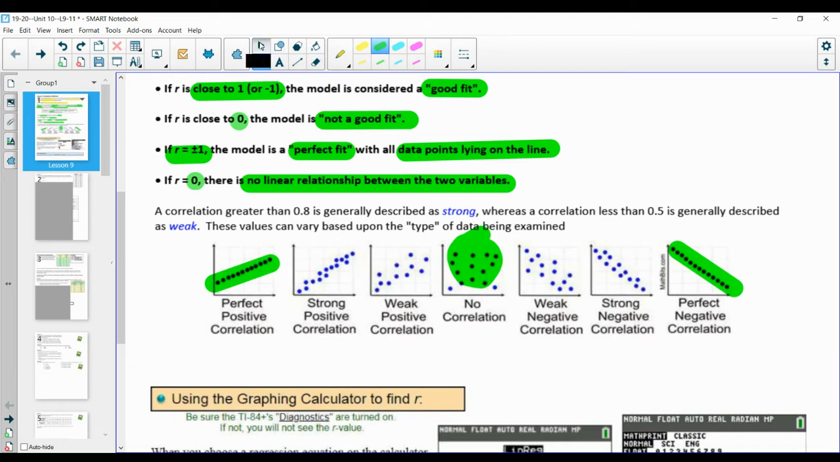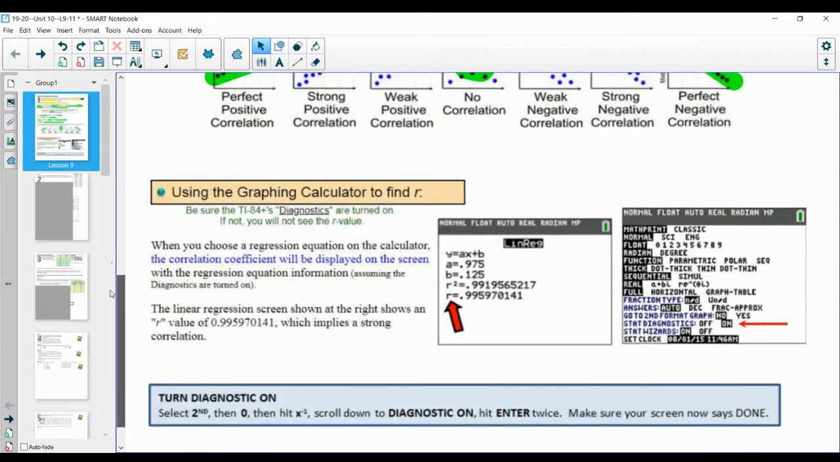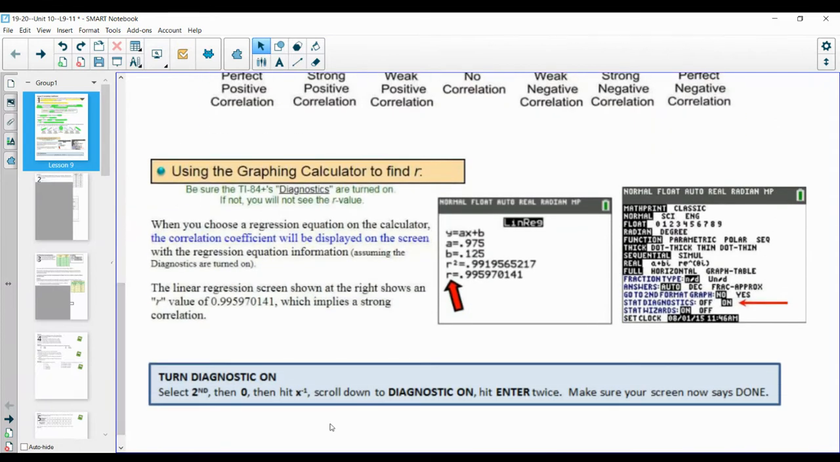Now, to find the r in your calculator, the super important thing is to make sure you have your diagnostic on. Mrs. Dupay is going to post a video showing you how to do that. If you haven't watched that video, please pause this video now and do that to make sure your diagnostic is turned on. Whenever you are asked to reset your calculator, like before a test or a quiz, you will always need to go back and make sure your diagnostic is turned on. Once it is, please continue with the video.